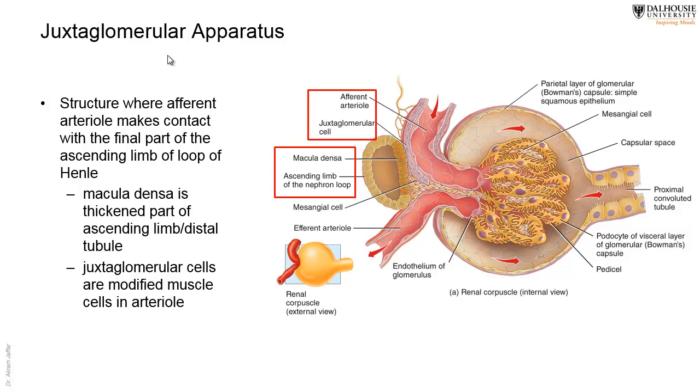modified in the juxtaglomerular apparatus, and they sense the pressure of blood. So we call them baroreceptors. They sense the amount of pressure in the blood, while here the modified cells of the distal convoluted tubule will form what we call the macula densa, and they are chemoreceptors. They sense the osmolarity of the fluid present in the tube, and both of them synchronize their function to control the function of the kidney.